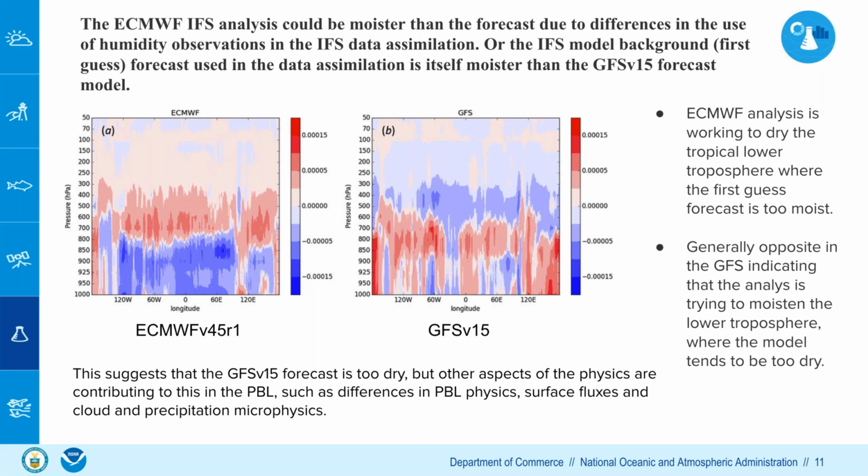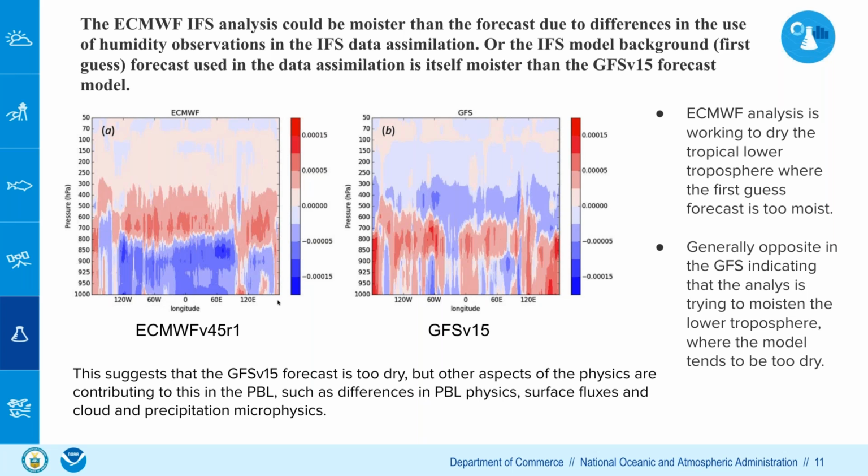To understand further, the ECMWF analysis could be moister than the forecast due to differences in use of humidity observations in the IFS data assimilation itself, or the IFS model background first guess forecast used in data assimilation is moister than the GFS version 15 forecast. So to try to understand this further, we now look at the operational system.